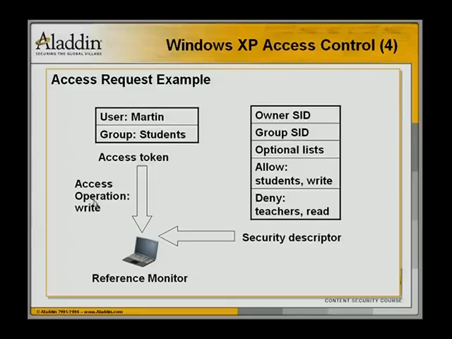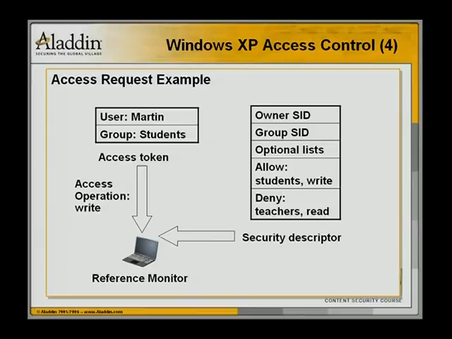Now, the request reaches the computer that has a reference monitor running, and the reference monitor checks the owner SID, the group SID, and optional lists to see whether the students group, or the specific user Martin, has permission to do the task he wants to do. In this case, the task he wishes to complete is the write task.